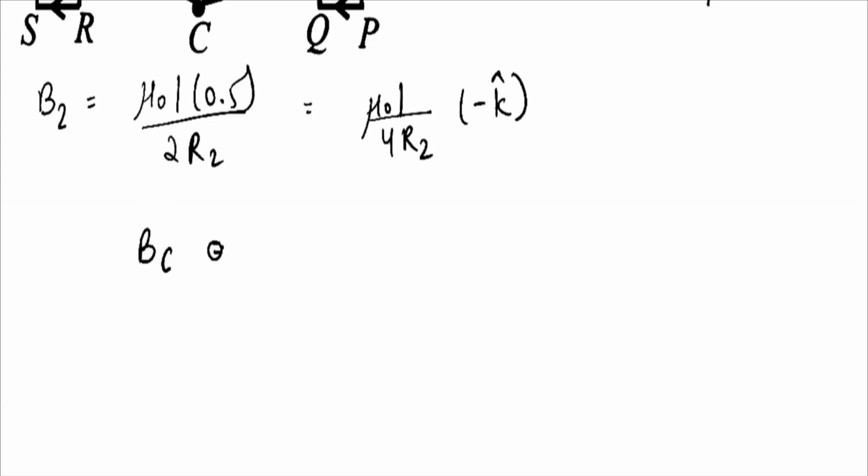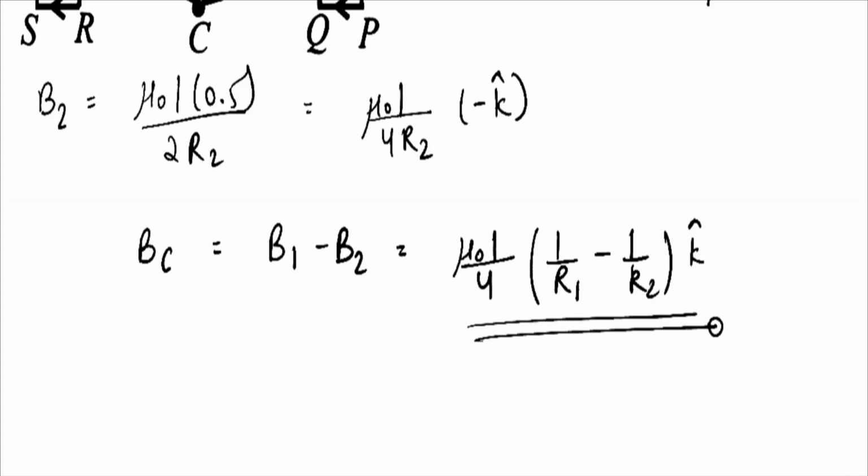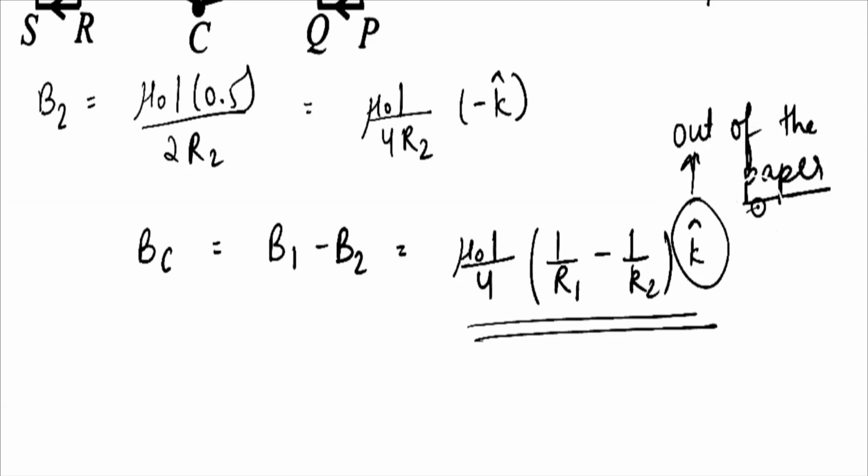B at center would be equal to B1 minus B2. So that turns out to be equal to mu naught I by 4 in bracket 1 by R1 minus 1 by R2 along K. Right? So this would be the magnetic field. And this direction represents that the net magnetic field would be out of the paper.